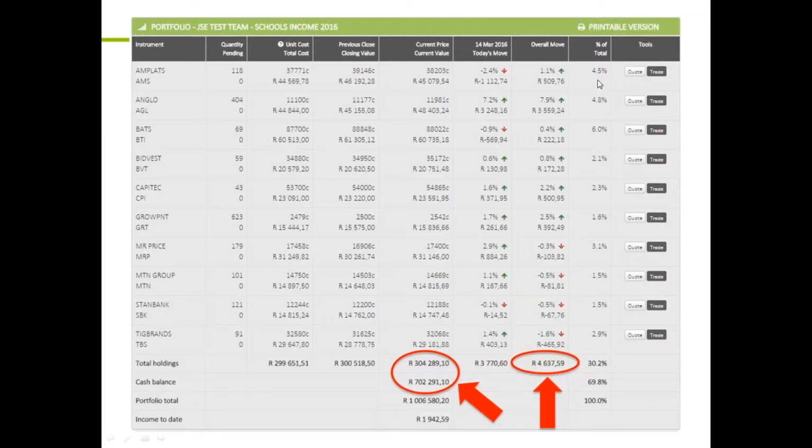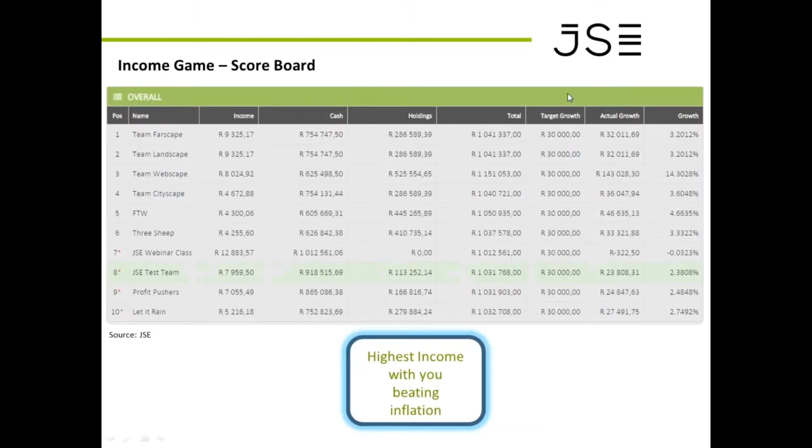Now, this percentage of total just tells you how much percentage you own in that company compared to your overall portfolio. In the income game, the total percentage does not matter, because there is no fixed amount or maximum you can buy in any one company. You can buy as much as you like in the income game in any one company.